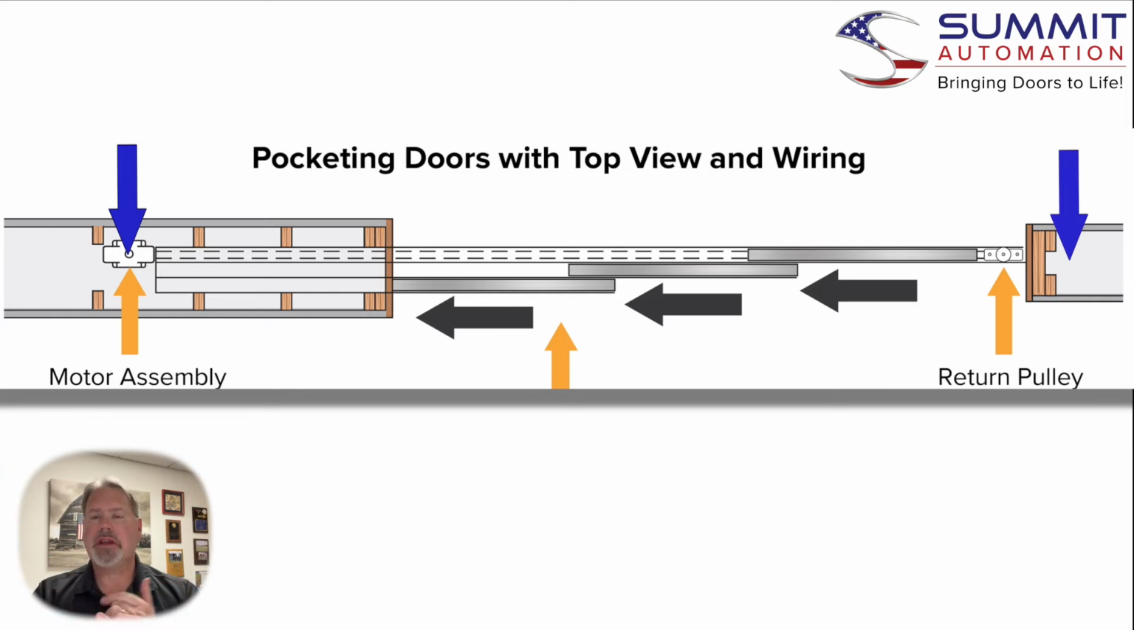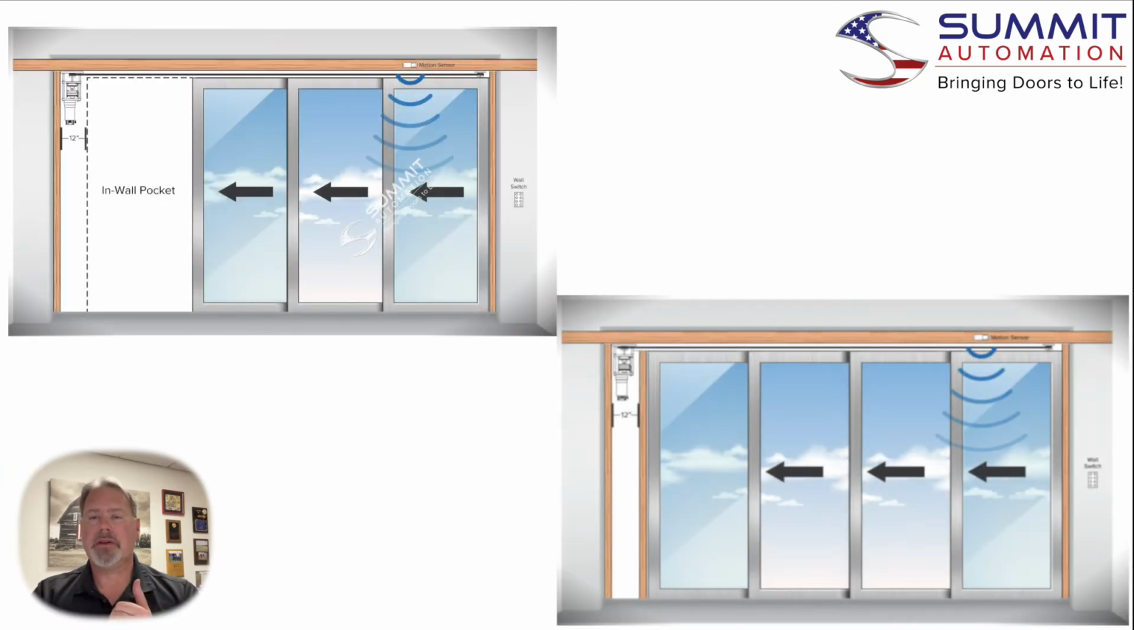So that's one of the motors and configurations. That's the standard. All of our motors, whether it's a Sierra, Peak, Everest, Tahoe, whatever, they all have the same standard configuration, meaning that it's mounted vertically within that stud bay or within the pocket.